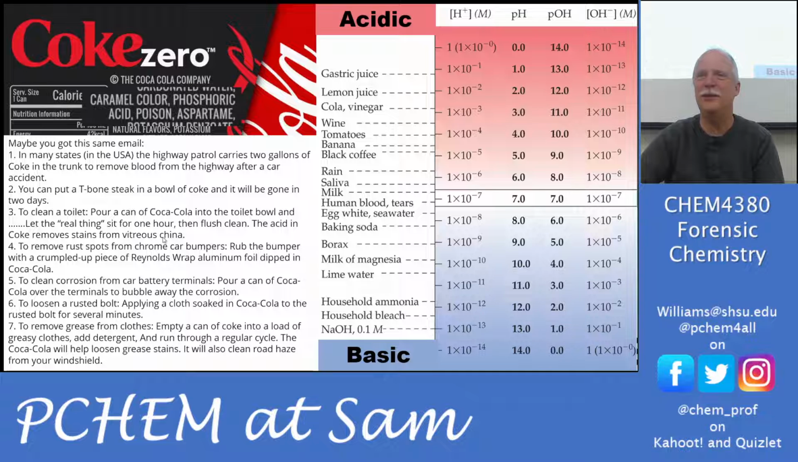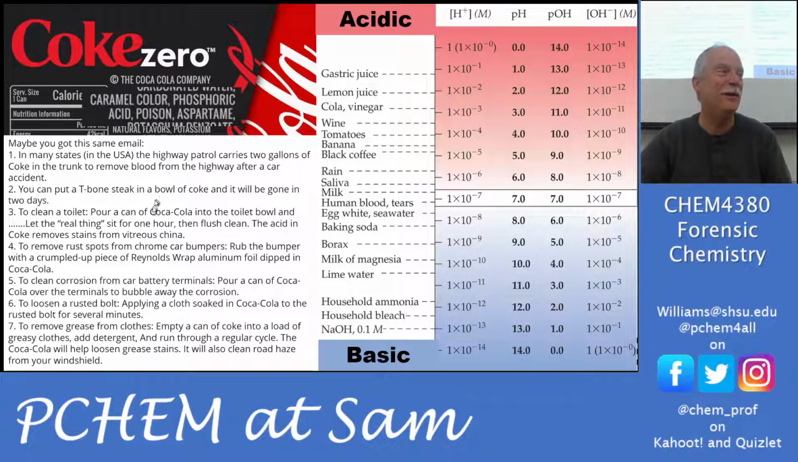But what are you doing when you drink a soda? You're taking something that has roughly a pH here, see cola and vinegar, a pH of 3, and you're putting it in your stomach, a pH of 1. Okay, so you're like, oh, there's acid in Coke. Yeah, there's acid in your stomach.